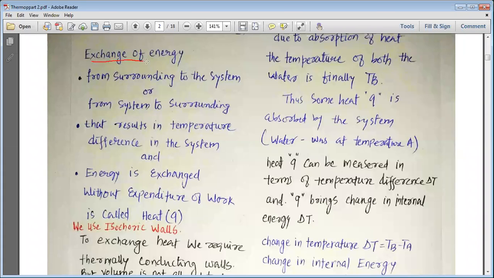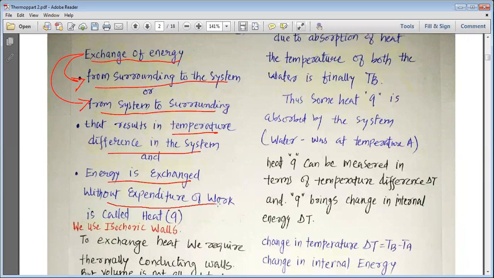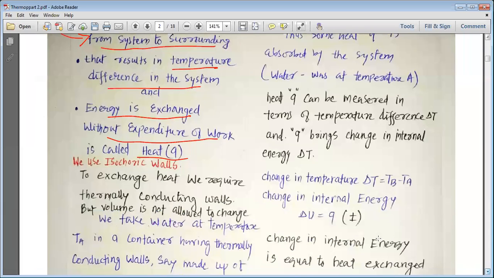So now, exchange of energy from surrounding to the system, or from the system to the surrounding. We can exchange the energy by two different ways. We can exchange the energy from surrounding to the system, and from system to the surrounding. That results in the temperature difference in the system. And energy exchanged without expenditure of work is called heat. So what is heat? When the energy change takes place in the system without expenditure of work, it is known as heat.